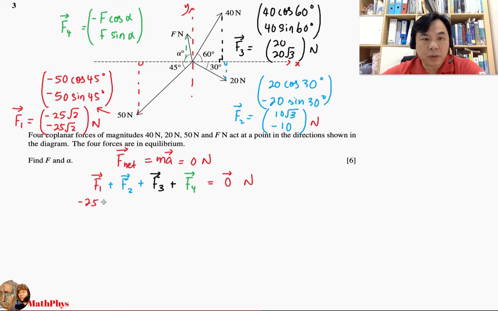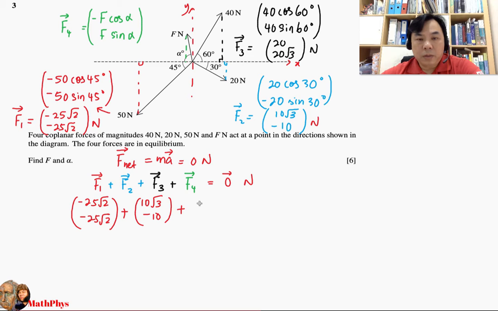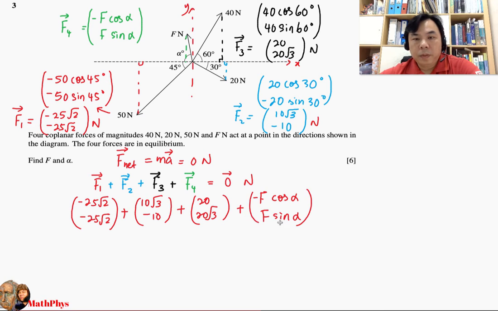Okay, now all we need to do is just substitute all this value in here. So we have 25 sec 2. So just let me put it down here. I will have my F2 here, and then my F3, my F4, and then this would all yield 0 Newton. Okay, now to solve this is quite direct.